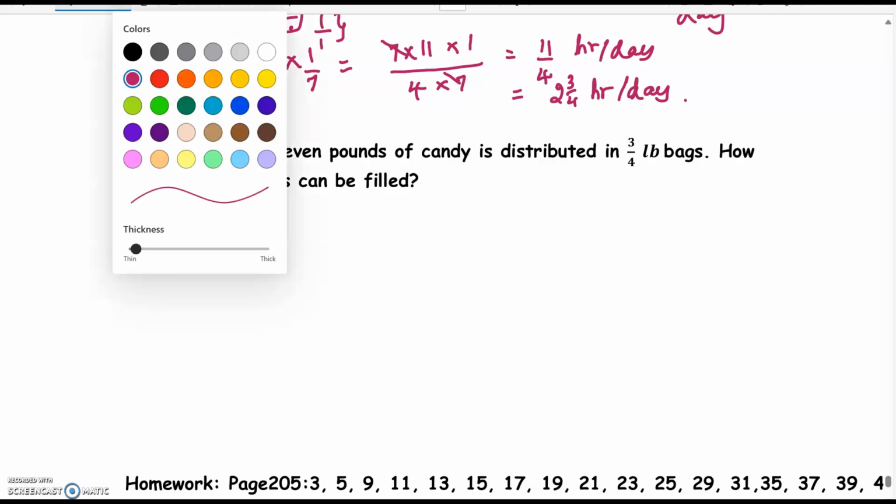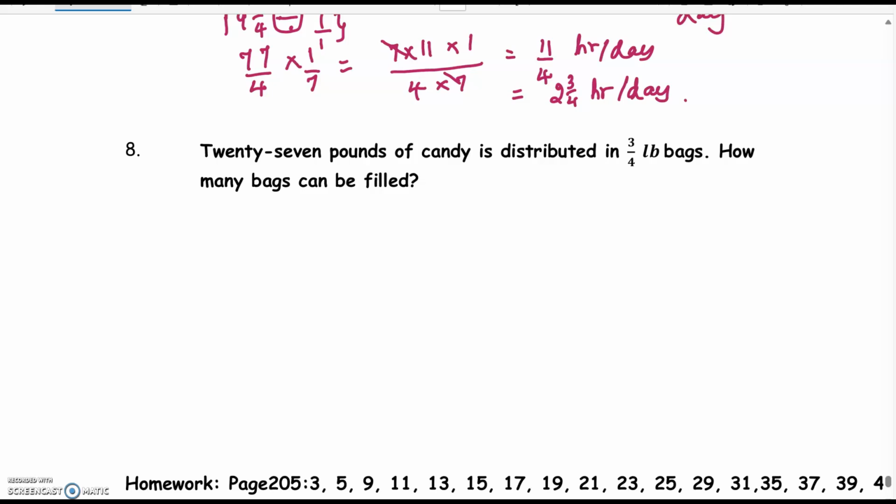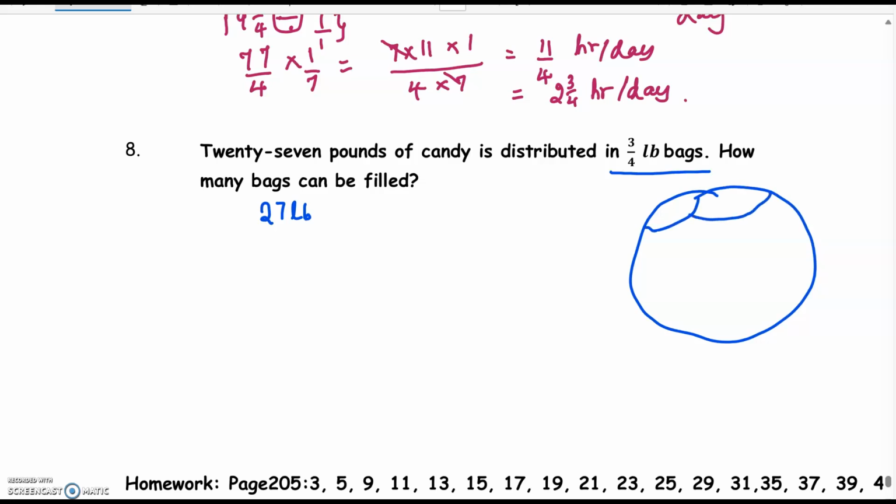Now 27, I'm sorry, how many pounds? 27 pounds of candy. And now you're going to distribute it in 3/4 of a bag. So if this is all the candy, you're going to break it into or divide it into pieces that are each 3/4 of a pound. Remember that you're dividing it into 3/4 pound bags. And the final answer is how many bags can be filled.